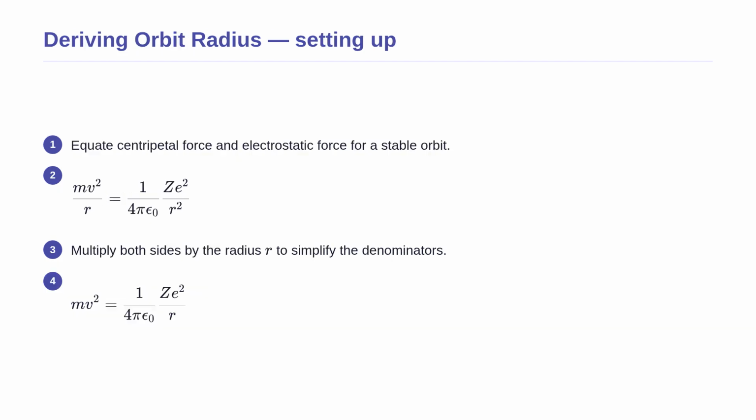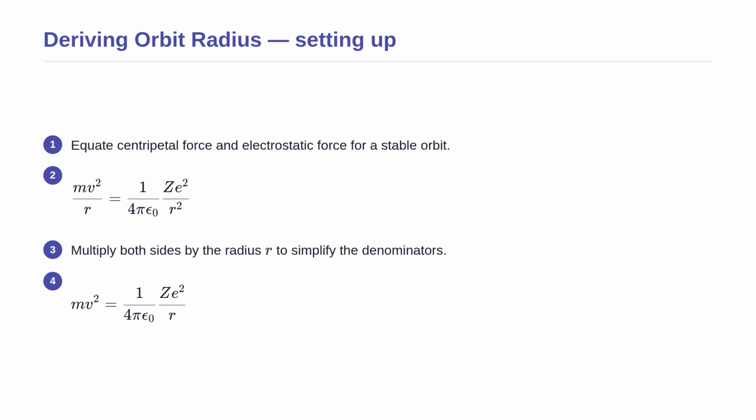Now that we have successfully used the radius formula, let us understand exactly where it comes from. To find the theoretical distance, we must balance the two opposing forces we discussed earlier. We set the centripetal force on the left equal to Coulomb's law for electrostatic force on the right. In this equation, epsilon 0 is the permittivity of free space and e is the fundamental charge.